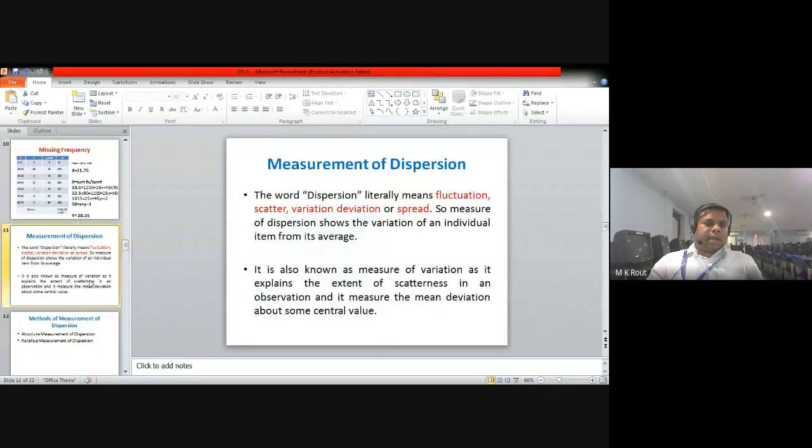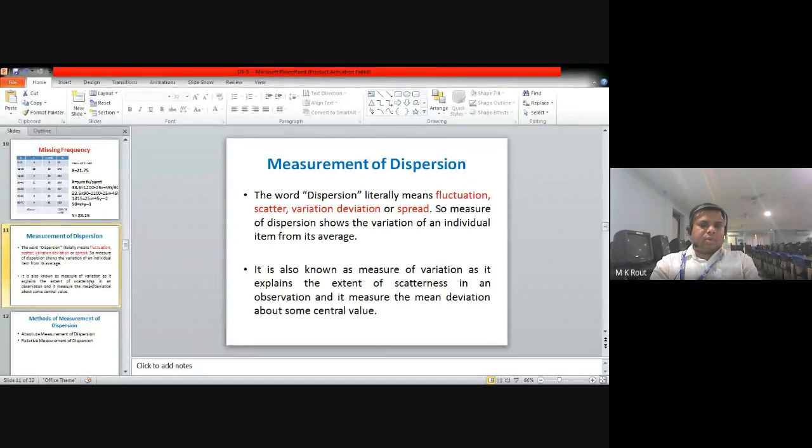Okay, shall I move to the next topic? Yes, sir. Okay. The next topic is measurement of dispersion. The word dispersion literally means fluctuation, scatter, variation, deviation, or spread. So the measurement of dispersion shows the variation of individual items from their average. I repeat, the measurement of dispersion directly indicates the fluctuation in the series, whether it is an individual series, discrete series, or continuous series. And this variation of individual items is calculated as the average deviation of the individual items. That is known as measurement of dispersion.